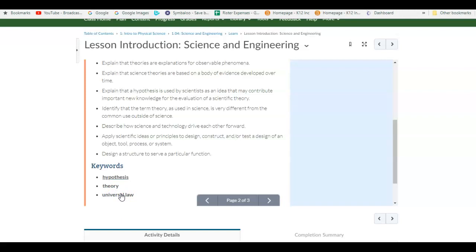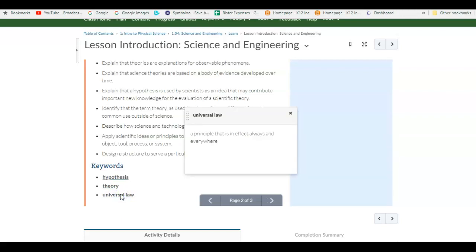And then a universal law. It is a principle that is in effect always and everywhere. So the law of gravity is a universal law, right? It's in effect everywhere, except for when you go into space. So it's kind of interesting saying the word universe, space, gravity, all of that. So with that, hopefully you have those things down in your notes.